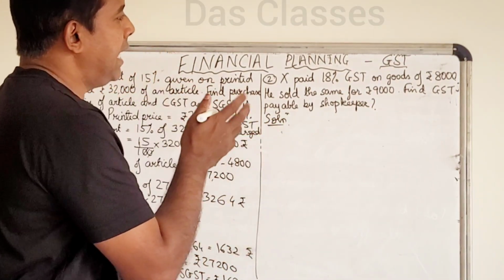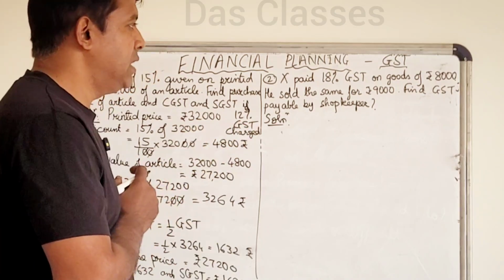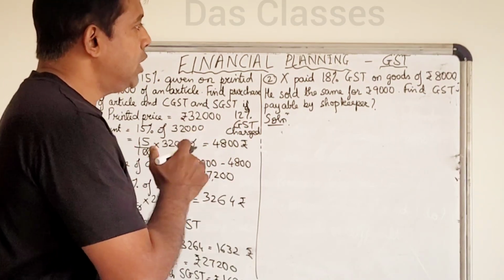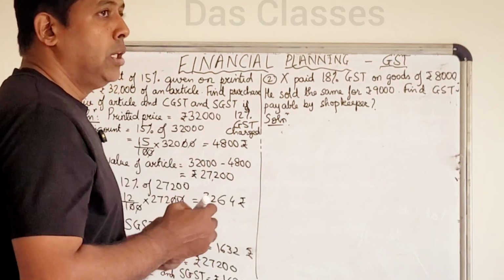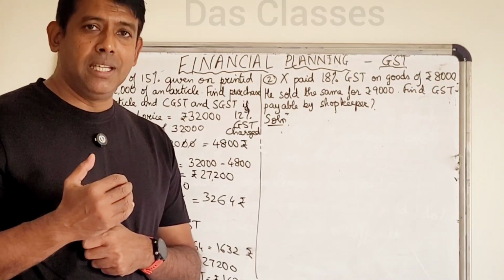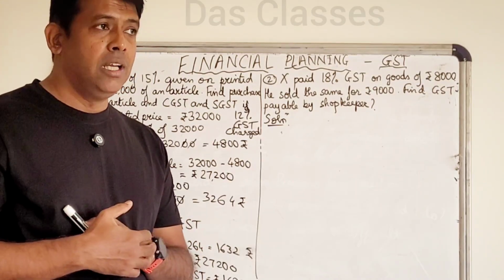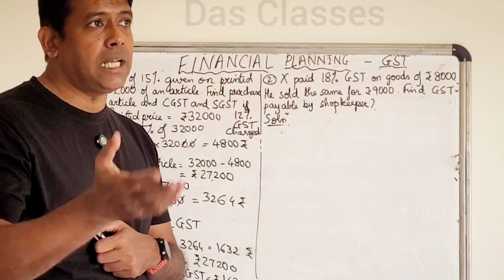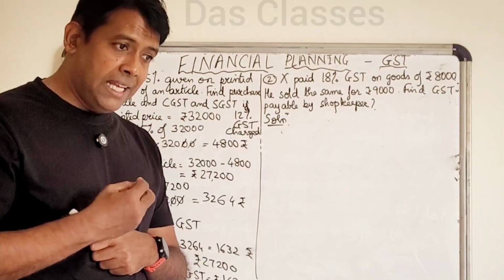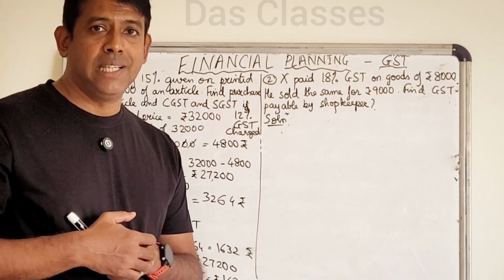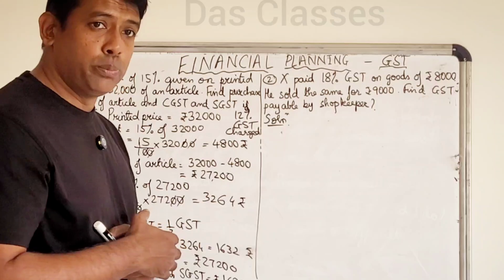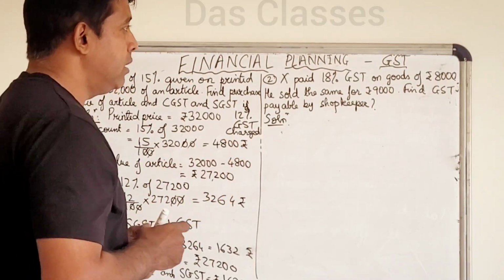So see, X paid 18% GST on goods of rupees 8,000 and he sold the same for 9,000. So whenever a person buys something, that time he has to pay tax, and when he sells something, that time he collects tax. So when he buys, that is called input tax, and when he sells, that is called output tax. Okay, so let's calculate it.